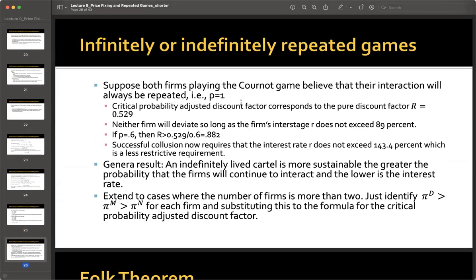Suppose both firms playing the Cournot game believe that their interaction will always be repeated, P is equal to 1. The critical probability adjusted discount factor corresponds to the pure discount factor, R is 0.529. Neither firm will deviate as long as the firm's interest rate does not exceed 89%. If P is equal to 0.6, then R is greater than 0.529 divided by 0.6, and that's 0.882. Okay, so again, this is if P is not equal to 1. Okay, P is 0.6. So the successful collusion requires that the interest rate does not exceed 141%, which is a less restrictive requirement.